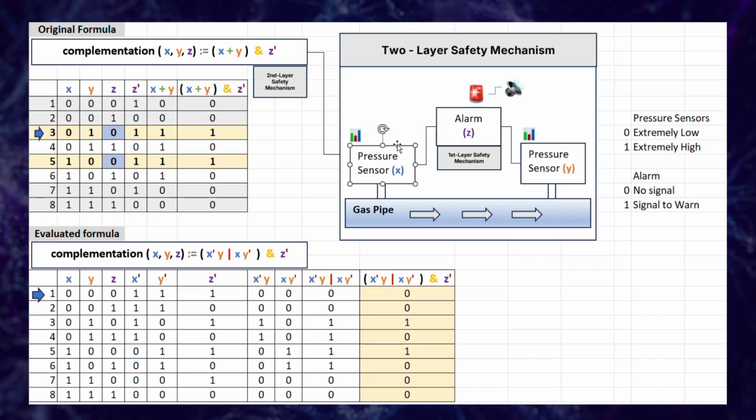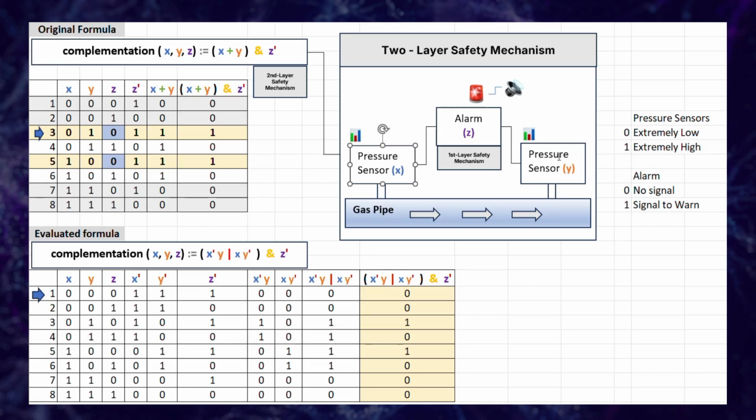The concept here is that in one pipe there are two pressure sensors, and both of them should be at the same level. If pressure sensor X is high pressure, pressure sensor Y should also be high pressure, because they are only in one pipe, right? It makes sense. If sensor X is low pressure, pressure Y is also low pressure. If pressure X is high pressure, pressure Y should also be high pressure.